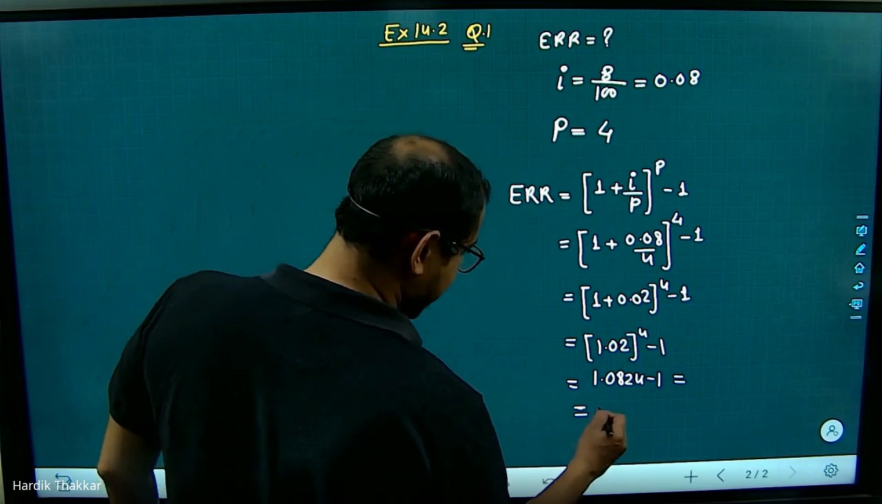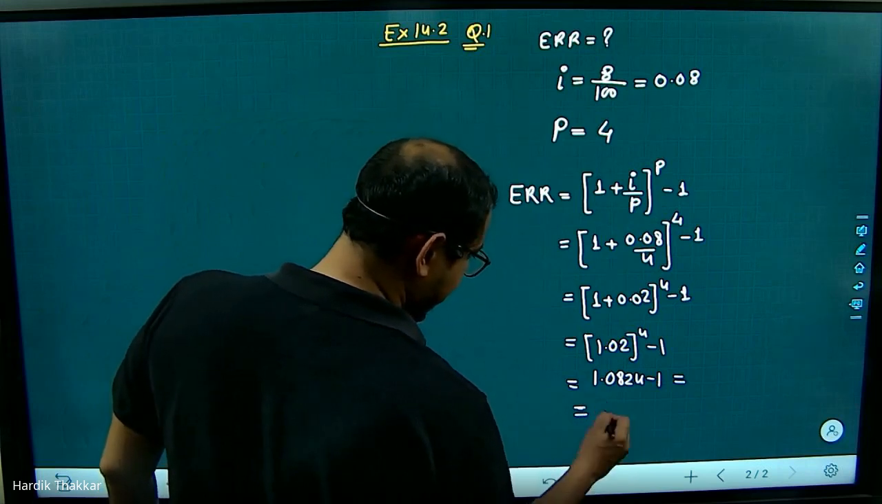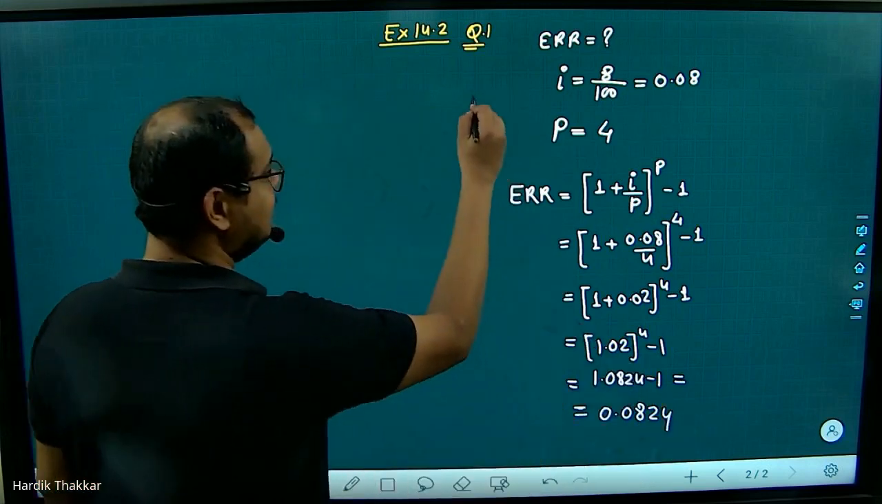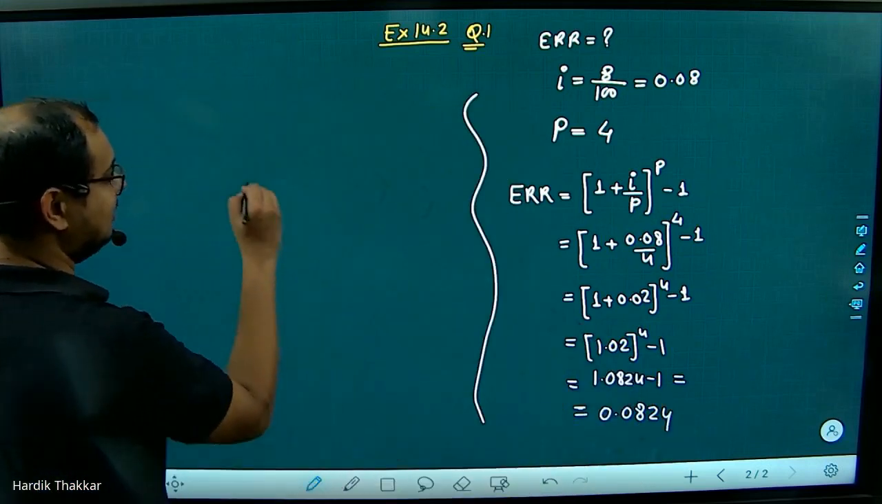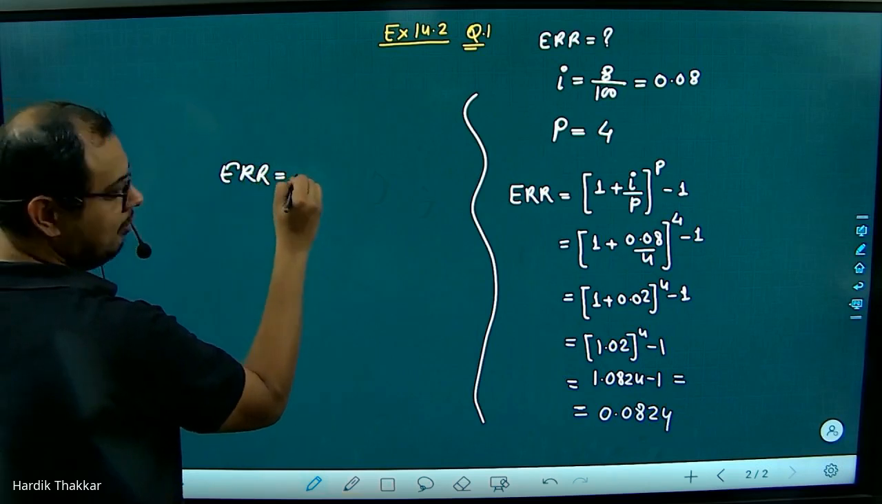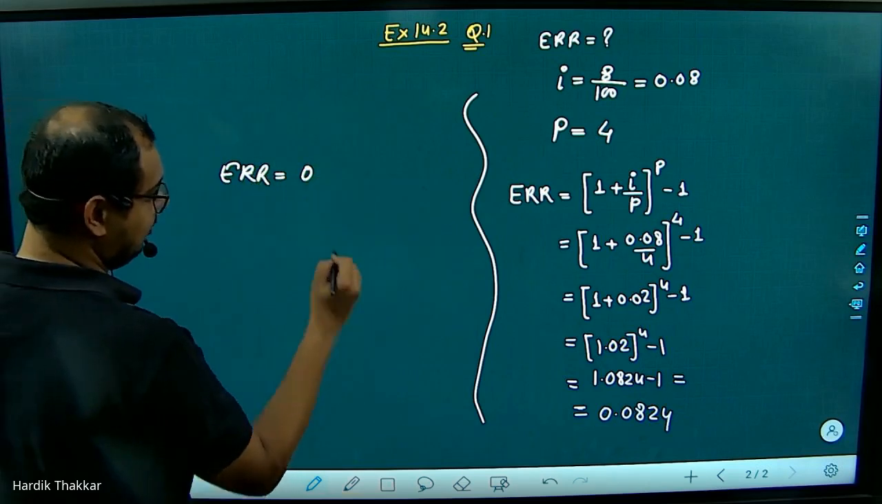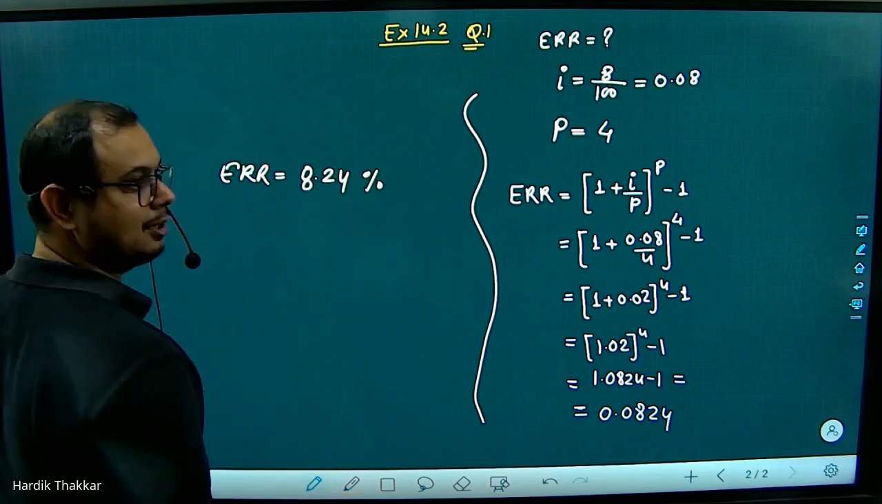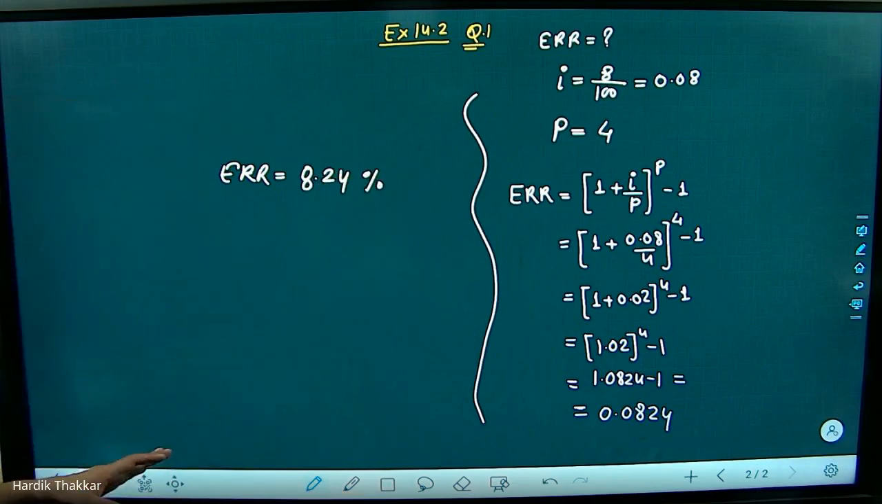So you will get the value of ERR as 0.0824. Now it is rate of return, so we will represent it in percentage. So the value of ERR will be 8.24%. That's it. Is it clear, Chevy? Yes, sir. Okay.